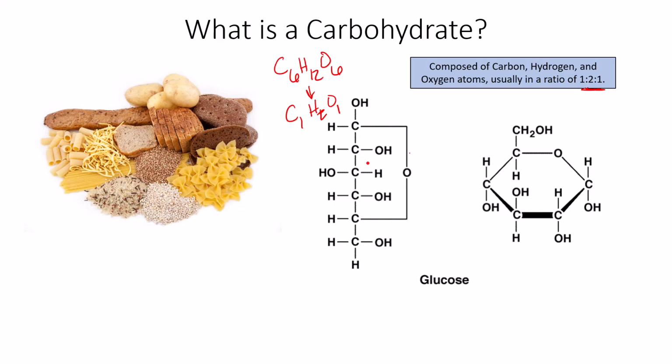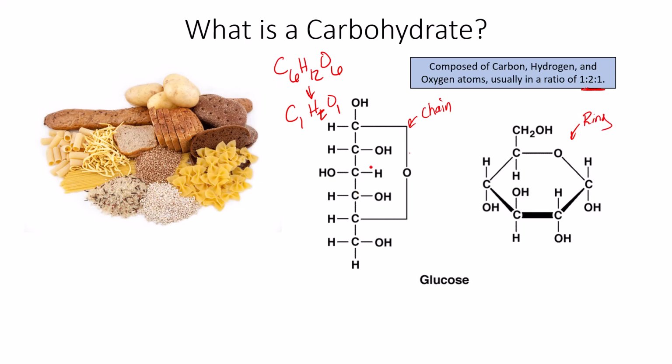Carbohydrates can be written in the form of a chain, where you have all of the carbons listed in a chain. Carbohydrates can also be listed as a ring. This would be an example of a carbohydrate chain. This would be an example of a carbohydrate ring.